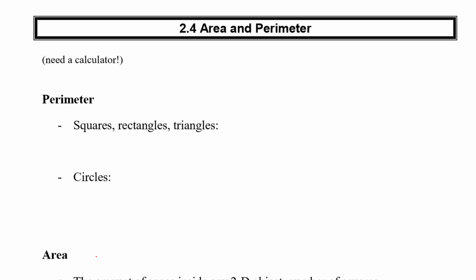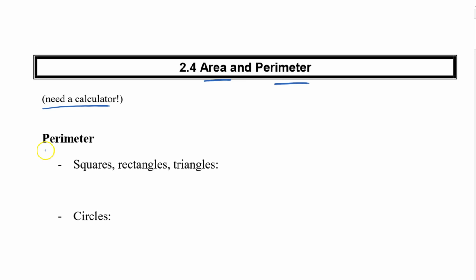Welcome to this lesson about area and perimeter. One thing I'll just say right from the beginning is that you should have a calculator for this as we're writing stuff down. And I'm hoping also for some of you it might be a bit more of a review than something new. So what do we mean by the word perimeter? Perimeter is really the distance around an object.